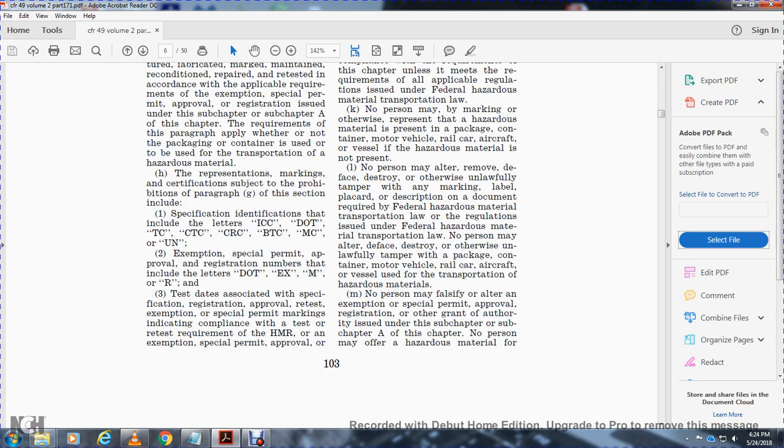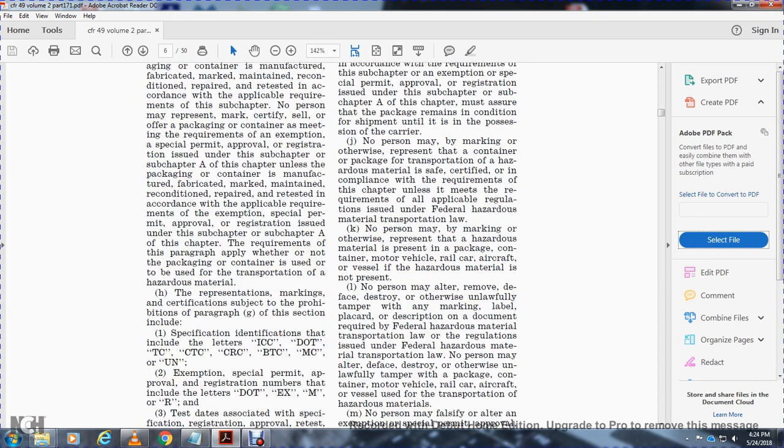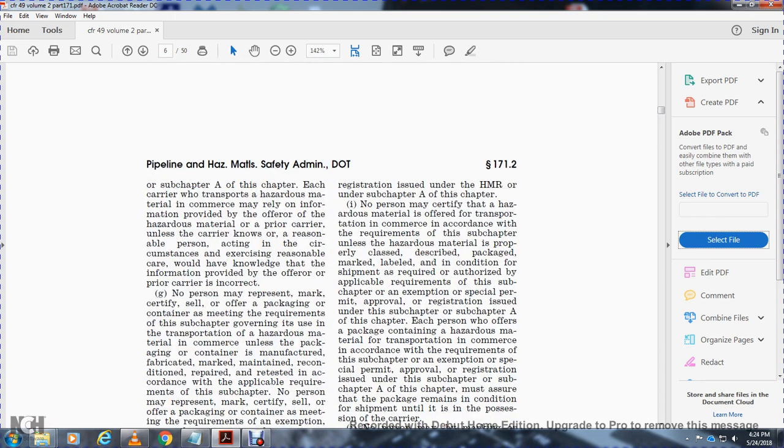Test dates associated with the specification, registration, approval, testing, retesting, exemption, or special permit markings indicate compliance with the test and retest requirements for the hazardous material, and the exemption, special permit, approval, or registration issued for the hazardous material regulation under subchapter A of this chapter.